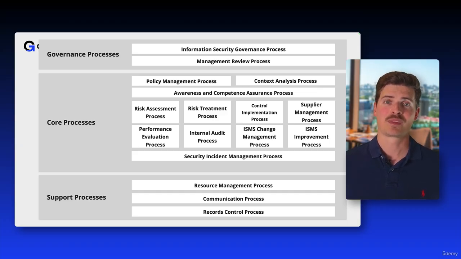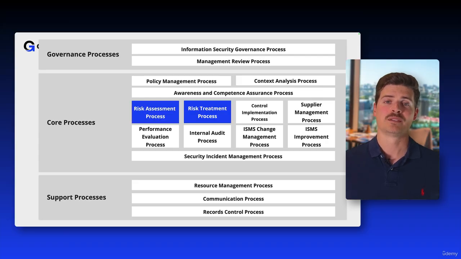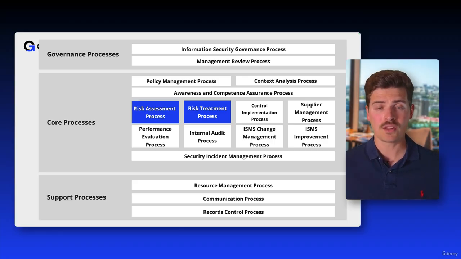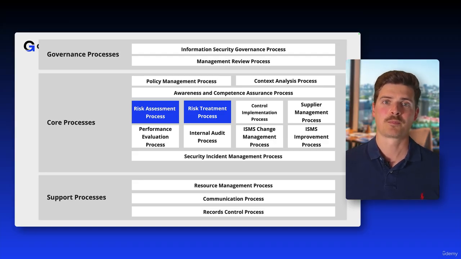Now it's very important. The standard only mandates you to have 2 processes, and that's the risk assessment and the risk treatment processes. All the other processes are not mandatory, and technically you don't need to have them formally documented to pass a certification audit. But I think it's extremely helpful to have at least a set of processes that reflect the requirements of clauses 4 to 10. And these are the ones that you can see right here.